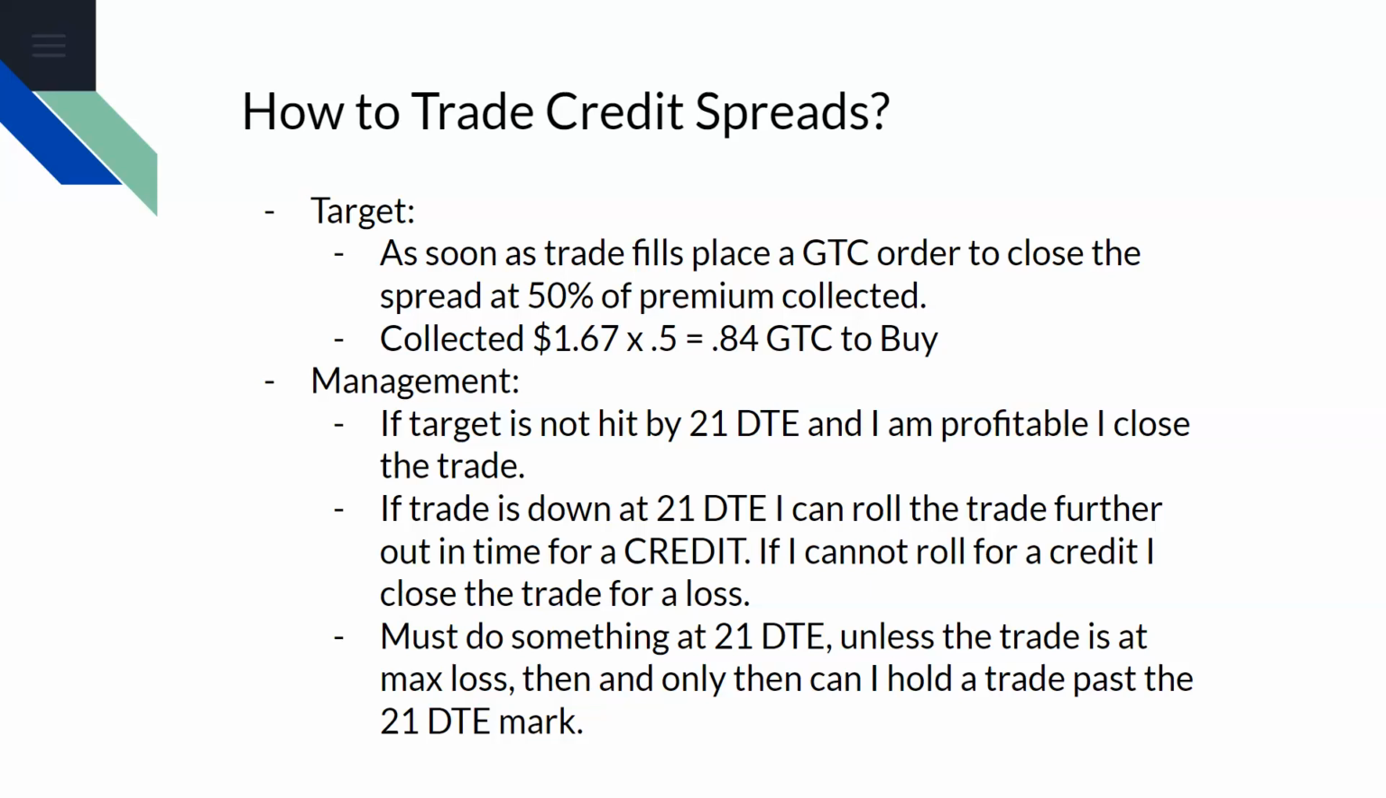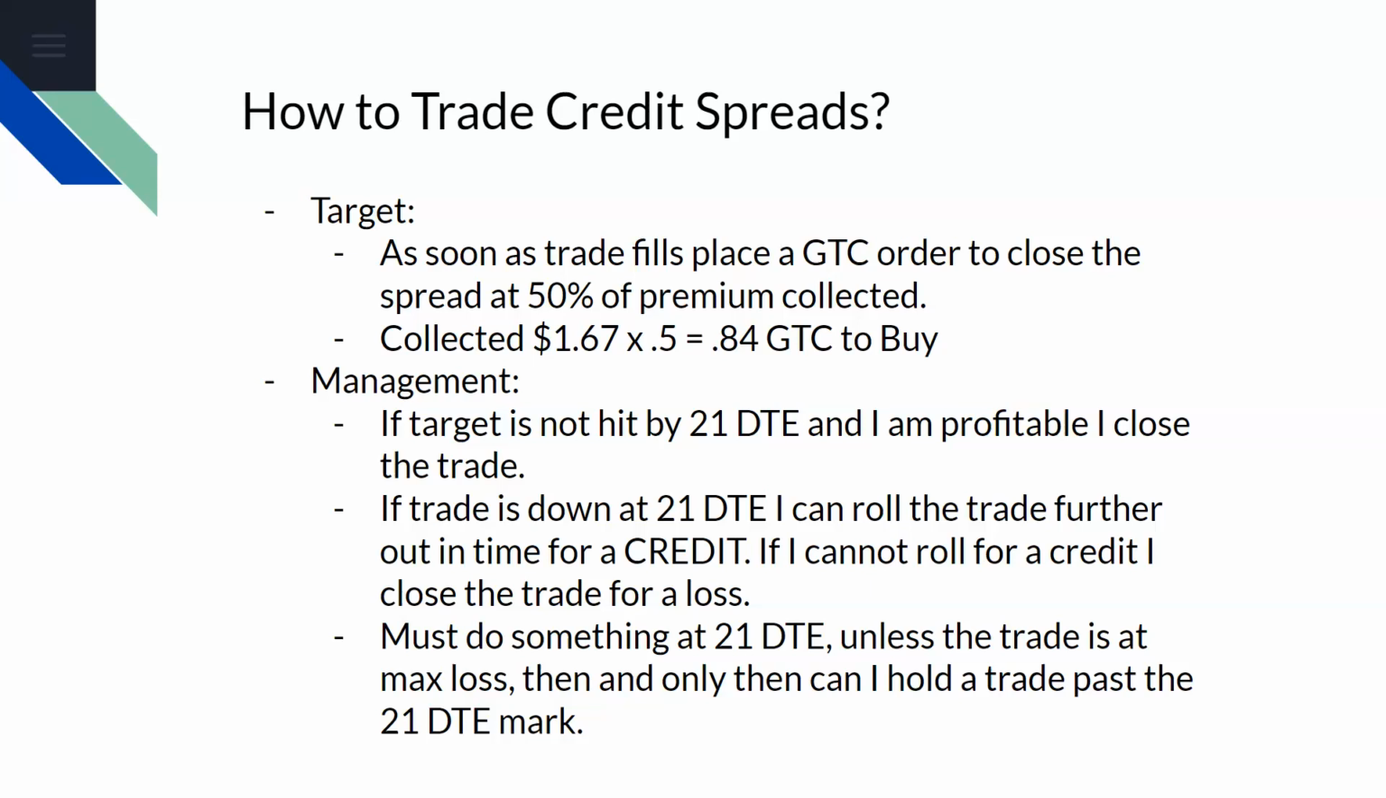Once we get within that 21 days, gamma greatly starts increasing, and that makes it no longer mathematically beneficial to be in the trade, because gamma can just throw everything out of whack so quickly that that is something we do not want to deal with in one of these trades. So I will always manage at 21 days to expiration.